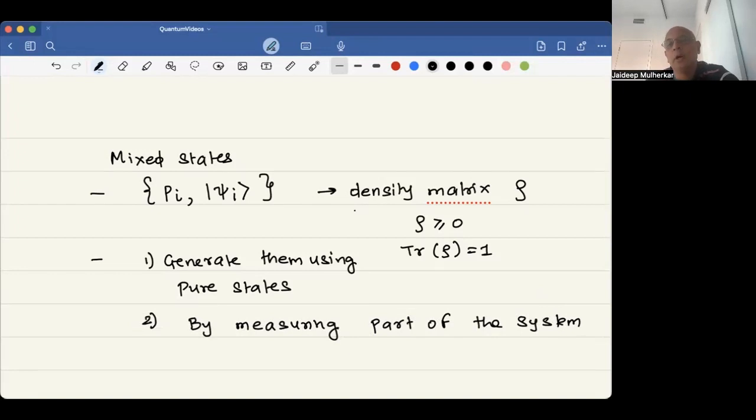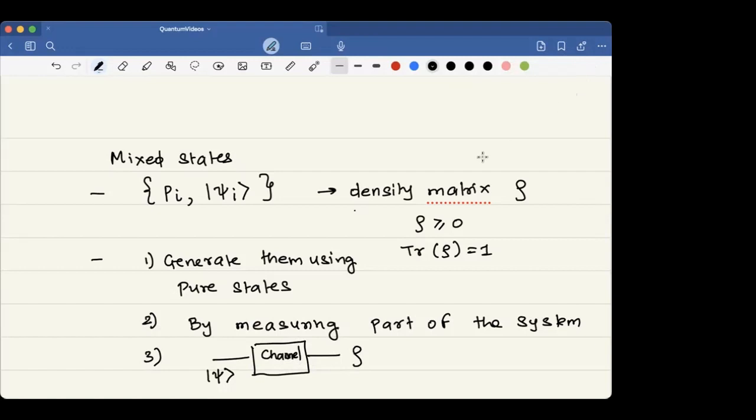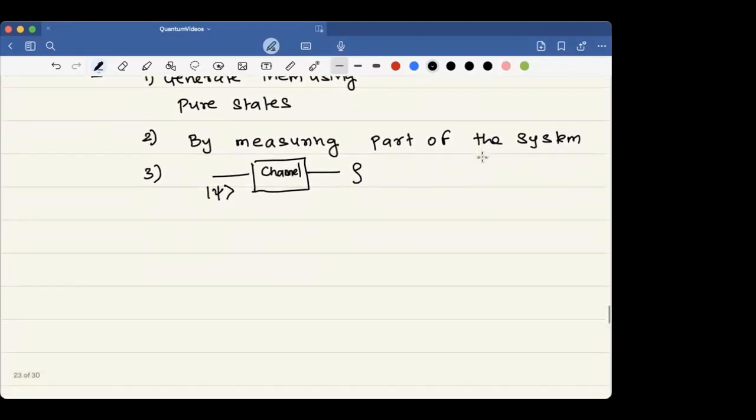And finally, you could pass a pure state through what is known as a noisy quantum channel, and you could also generate a mixed state. So you have a pure state psi, and you have some quantum channel, and this will lead to a mixed state. So let's move on to some more details of the mixed state.